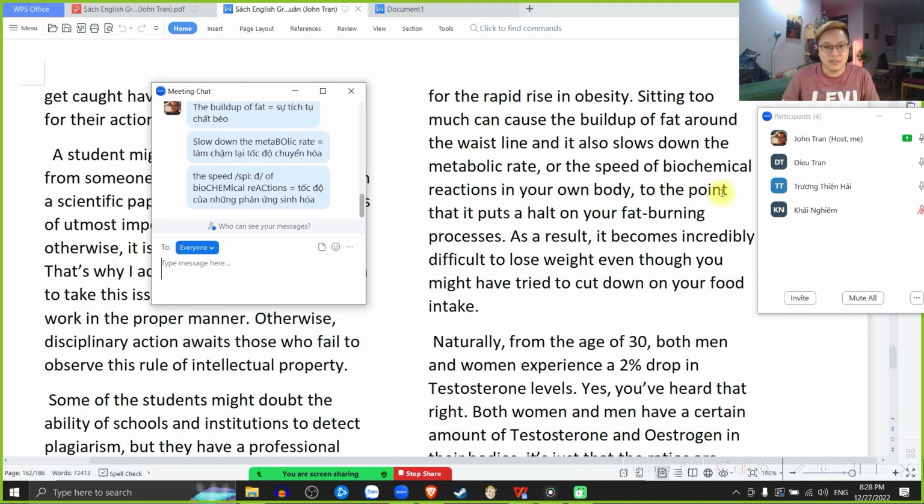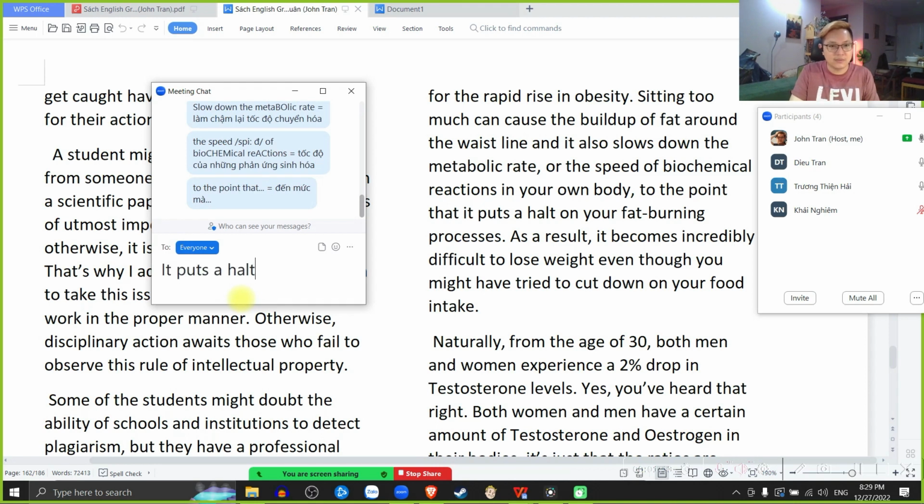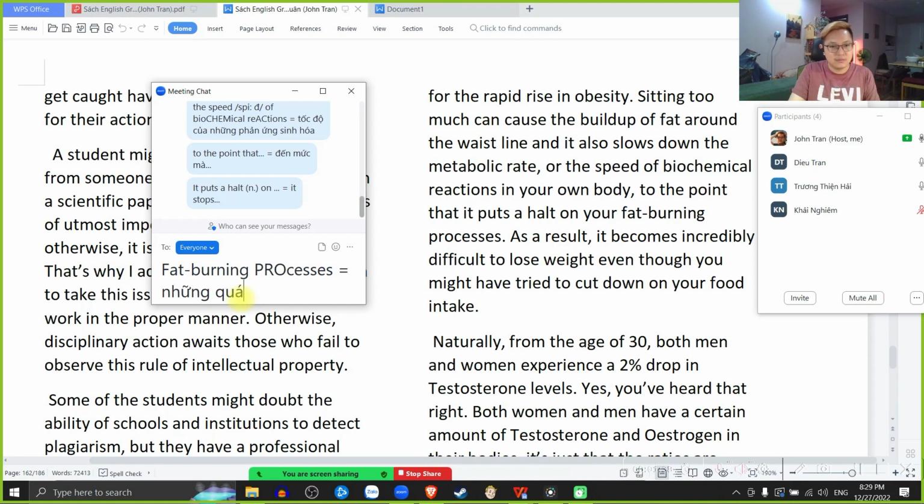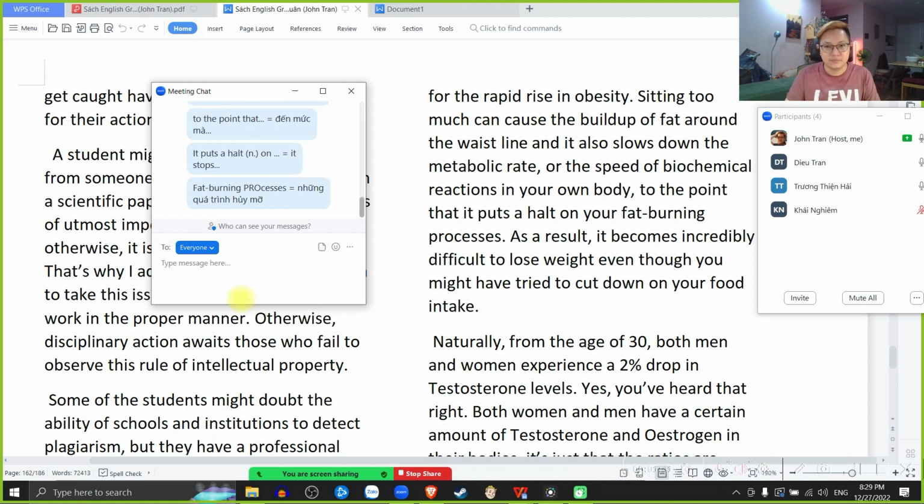To the point that, đến cái điểm mà, đến cái mức mà, it puts a hold on cái gì đó. Hold là cái sự stop ấy. It stops something, nó ngưng lại. It puts a hold on, it means it stops. Nó đặt một cái sự ngưng lại, ngưng trệ on your fat burning processes. Fat burning processes, những quá trình hủy mỡ của cơ thể.